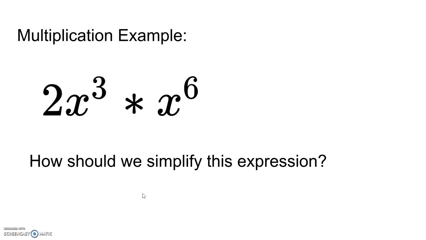So talking about the multiplication of exponents, let's start with this example. The expression states 2x to the third times x to the sixth. Looking at this expression, how exactly do we solve or simplify it?